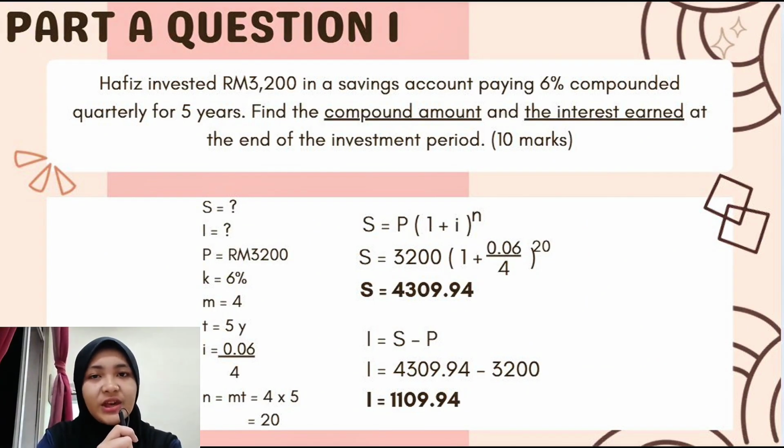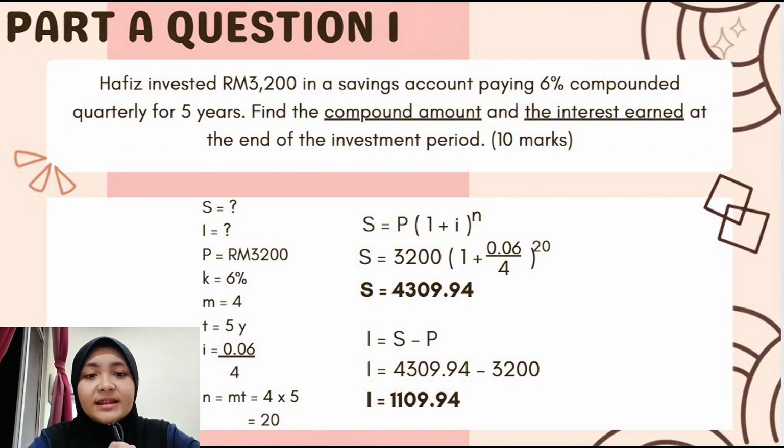Okay, Hafiz invested 3,200 in a savings account paying 6% compounded quarterly for 5 years. Find the compound amount and the interest earned at the end of the investment period. So first thing first, we must identify all the keywords and then list down all the information given in the question. And then we need to know which formula we should use to solve the question. So for this question, to find the compound amount, we must use the formula S equals P bracket 1 plus i bracket power of n. And then we fill in the numbers.